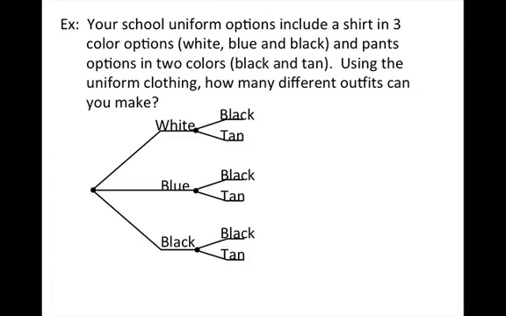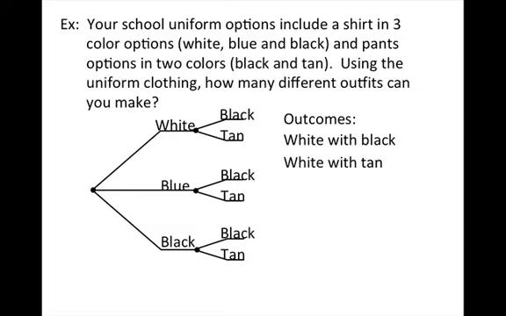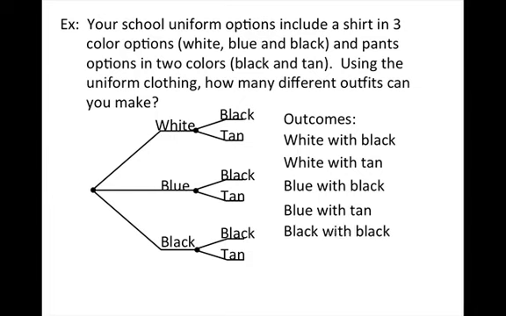So now let's look at our different options. And these are our different outcomes. I could have a white shirt with black pants, a white shirt with tan pants. I could have a blue shirt with black pants or a blue shirt with tan pants. I could have a black shirt with black pants or a black shirt with tan pants. You just follow the branches of your tree to get each outcome. This gives me 6 total outcomes.